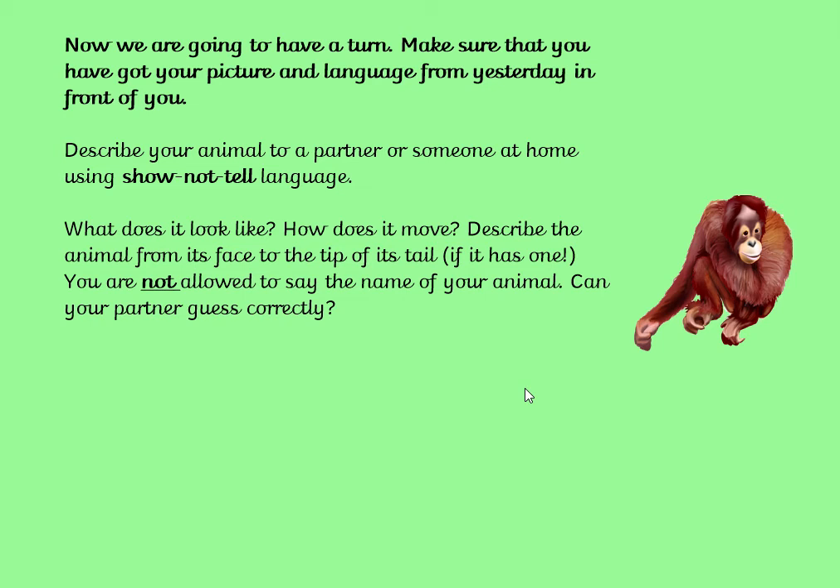That means all those lovely, powerful adjectives and noun phrases, similes and metaphors. So you are describing the animal really clearly. Okay, so things like it is big, is not really show, not tell language. I would much prefer a very specific adjective. Okay, really clearly. So pause the video and have 5 or 10 minutes with somebody at home.